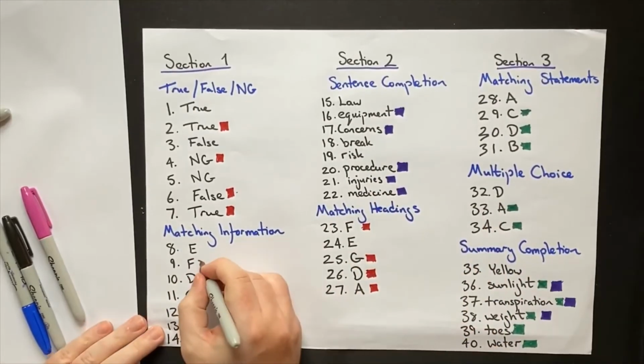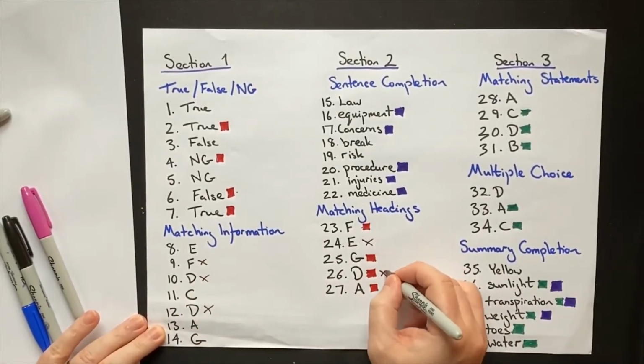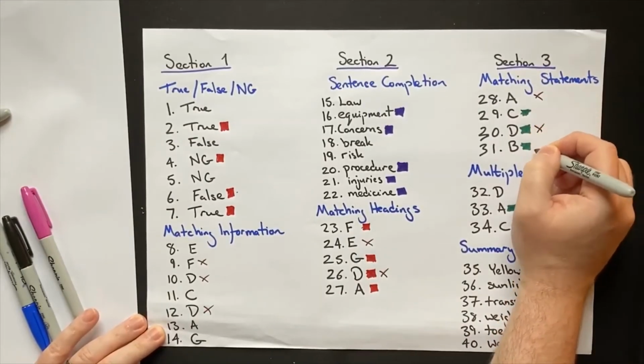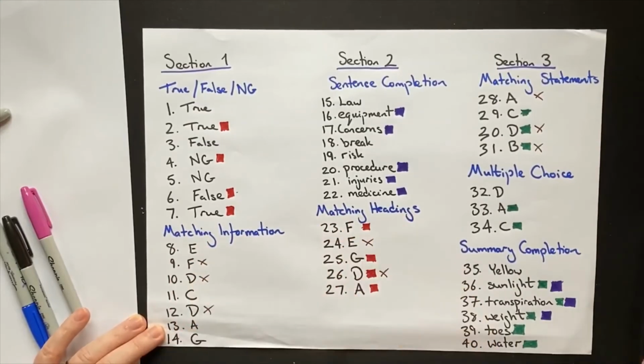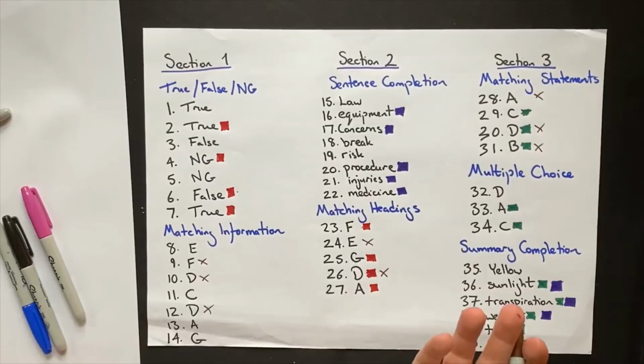Now we have another student. They get that one wrong, that one wrong, and so on. So as you can see, matching information, matching headings, matching statements. This is a particular type of problem with matching.